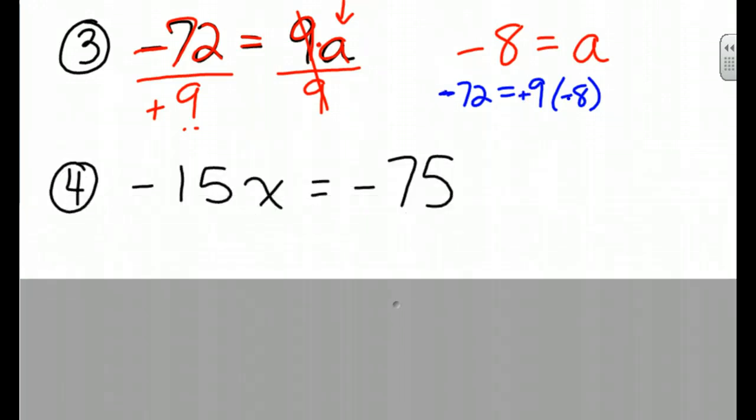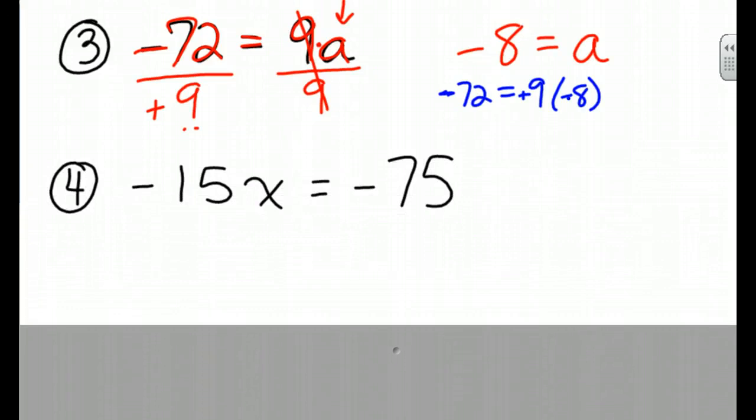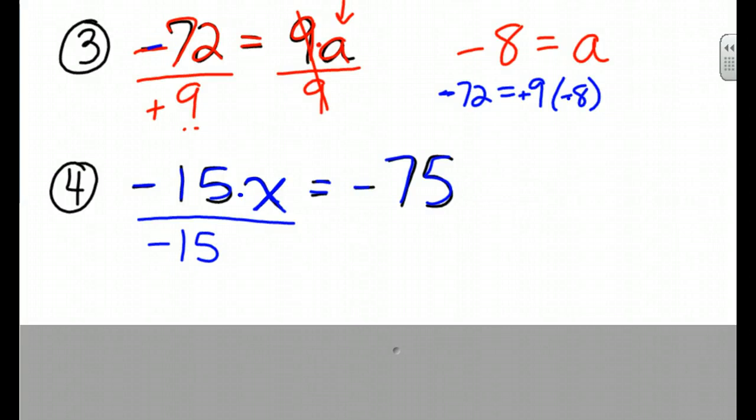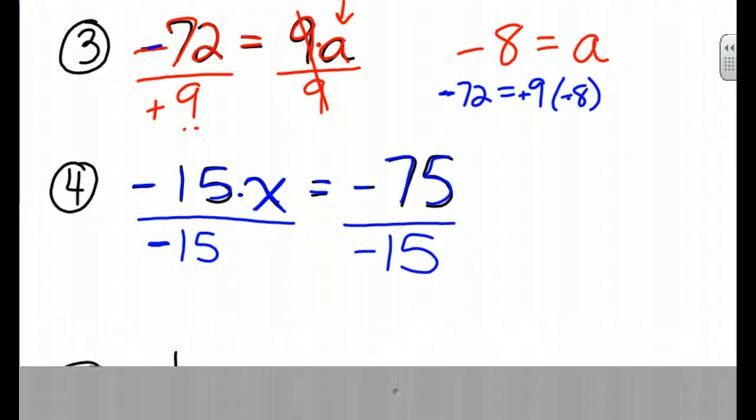All right, example number 4. We have negative 15x equals negative 75. So notice how these special cases just have negatives in them now. Again, we want to isolate our x. We want to get this x alone. So let's undo this operation, which is multiplication. How do we undo it? We divide it by a negative 15. Watch the negative sign. Make sure you do add it. Since we divided this side by negative 15, we have to divide this side by negative 15.